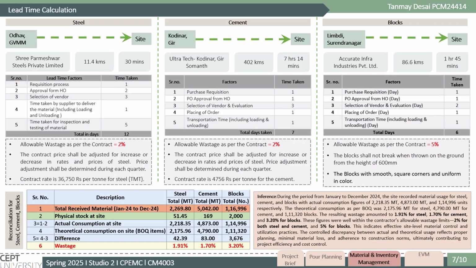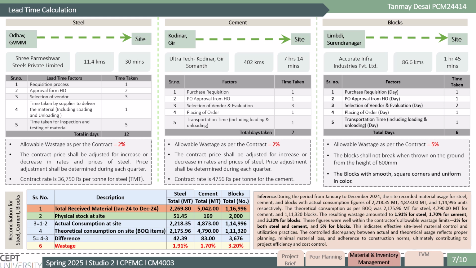Now for material management, lead time calculations were carried out for three key materials: steel, cement and AAC blocks. The analysis shows that the requisition period, including 1 day for transportation, loading and unloading, is 12 days for steel, 7 days for cement and 6 days for blocks. The contract includes a price escalation clause for these materials, stating that price adjustments will be made quarterly. It also defines the allowable wastage limits as 2% for both steel and cement and 5% for blocks.